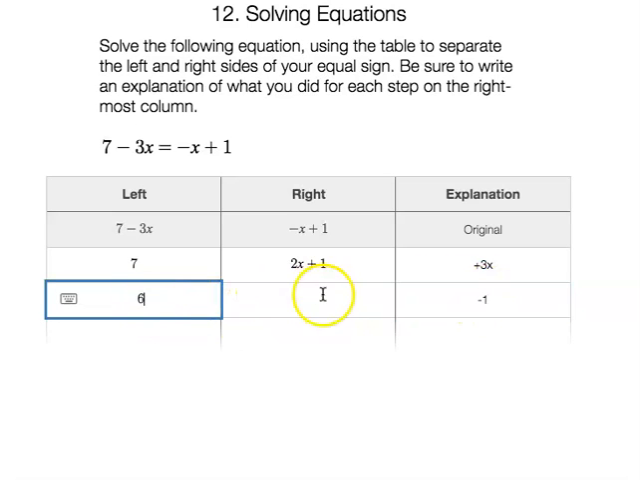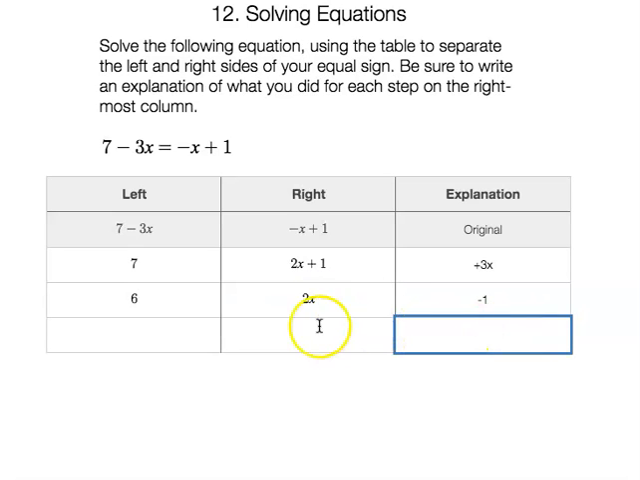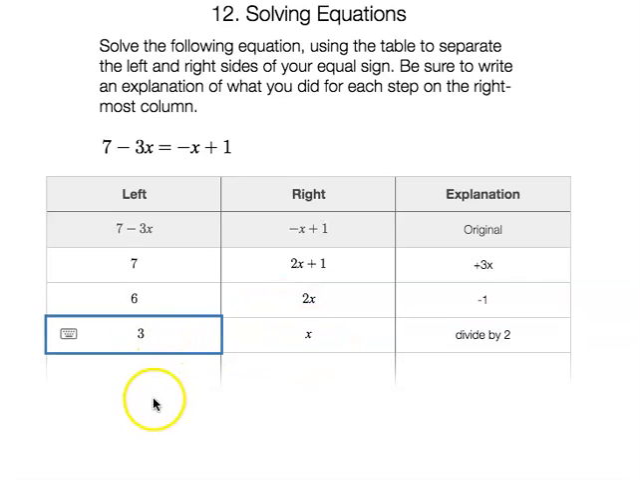So this should give me 6, and plus 1 minus 1 is going to be 2x. I'm getting a little bit closer, but I need to get that 2x to be 1x. I can't subtract 1x because I'd have to do it to both sides, and then I'd have a negative 1x on this side. So I can take 2, and if I divide by 2, 2 divided by 2 is 1. So I'm going to put divide by 2 here. This will leave me with x, and this will leave me with 3.